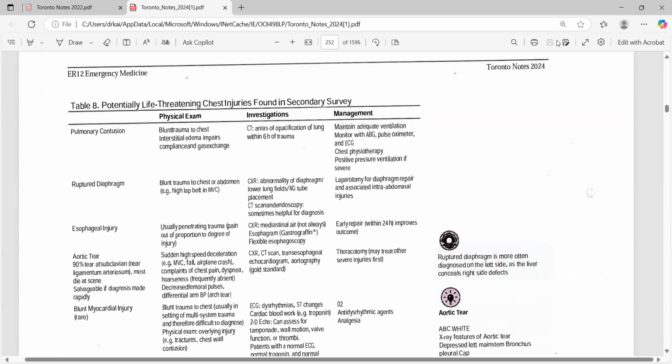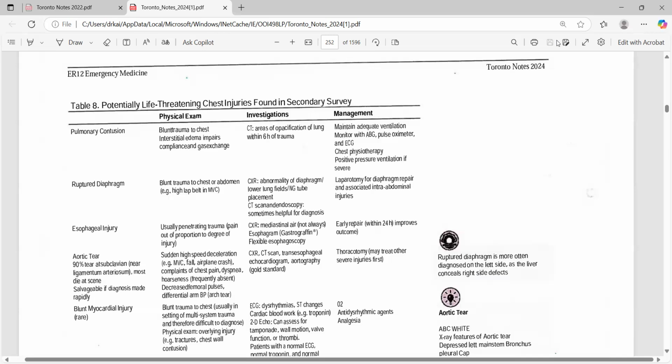Ruptured diaphragm is where the abdominal contents come into the chest. Blunt trauma can be the cause of it, with abnormality of the diaphragm. In that case, you do the laparotomy and fix the diaphragm. Then the esophageal injury. This laparotomy is not going to be done by us, but they usually ask for treatment anyway. Esophageal injury is usually from penetrating trauma.